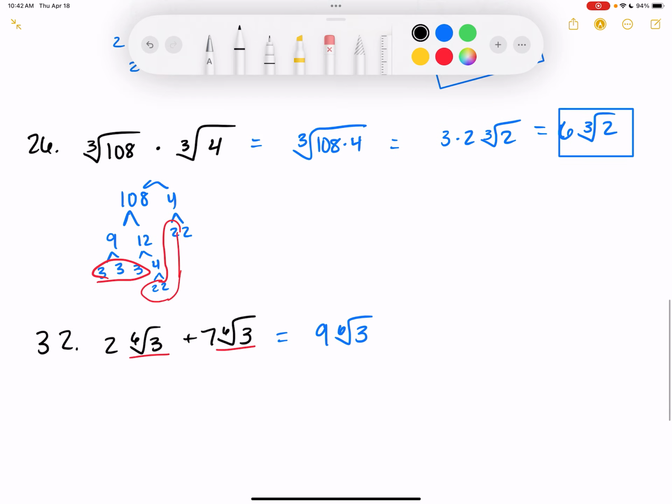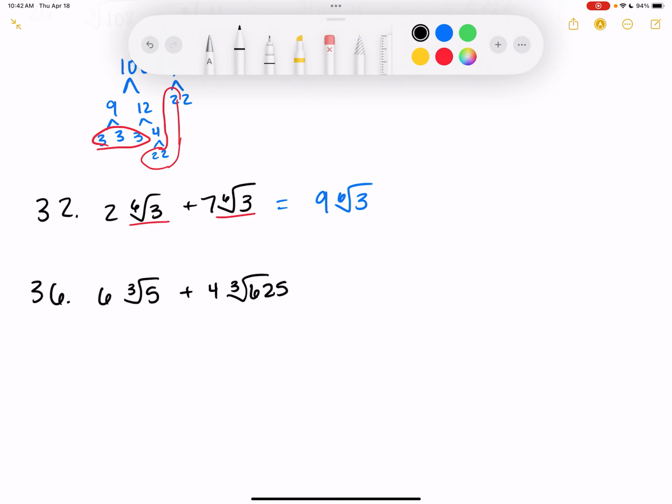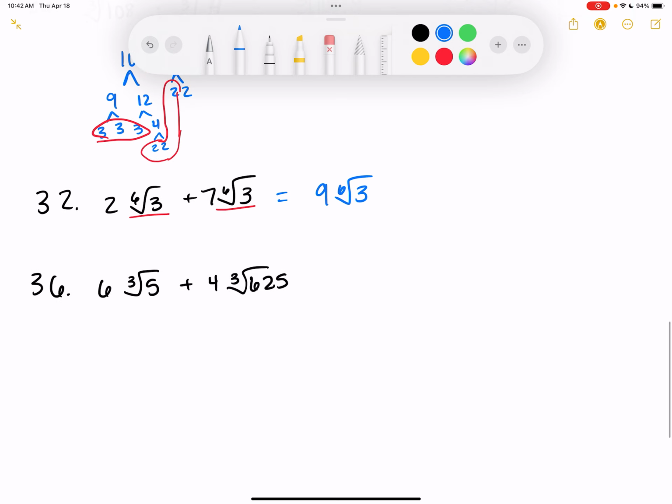Now, something like 6 times the cube root of 5 plus 4 times the cube root of 625. So, can I add these together? Or does it look like I can add them together? No. But could I maybe try to break the 625 down and see if I can pull something out and, like, maybe it'll work? Yes. Sometimes you might try to break it down and it won't, and the answer just is the problem, but let's see what happens if I do that.